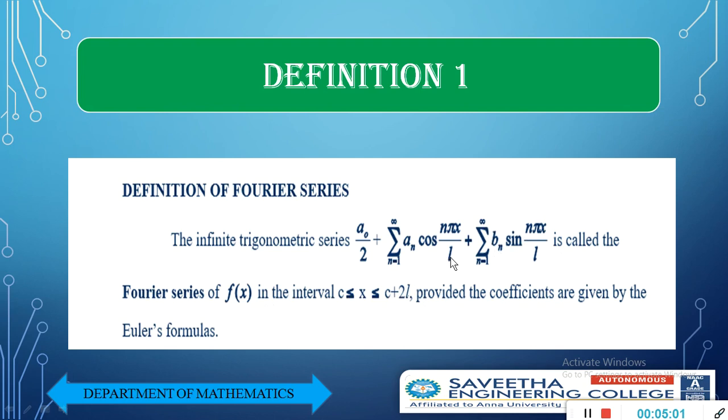Then the next one is based on 2 pi formulas. Again, a0 by 2 plus summation n equal to 1 to infinity a_n cos(n pi x divided by L) plus summation n equal to 1 to infinity b_n sin(n pi x divided by L) is a Fourier series in the interval 0 to 2L, that is c to c plus 2L, provided the coefficients are given by Euler's formula.